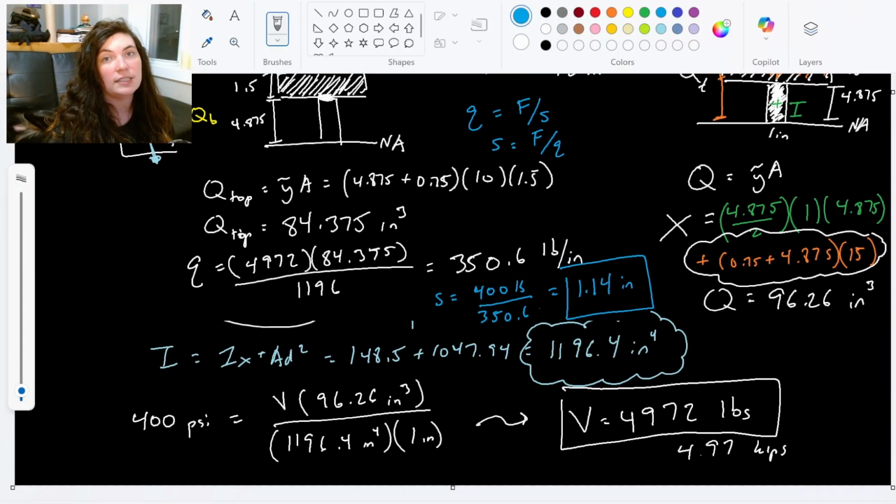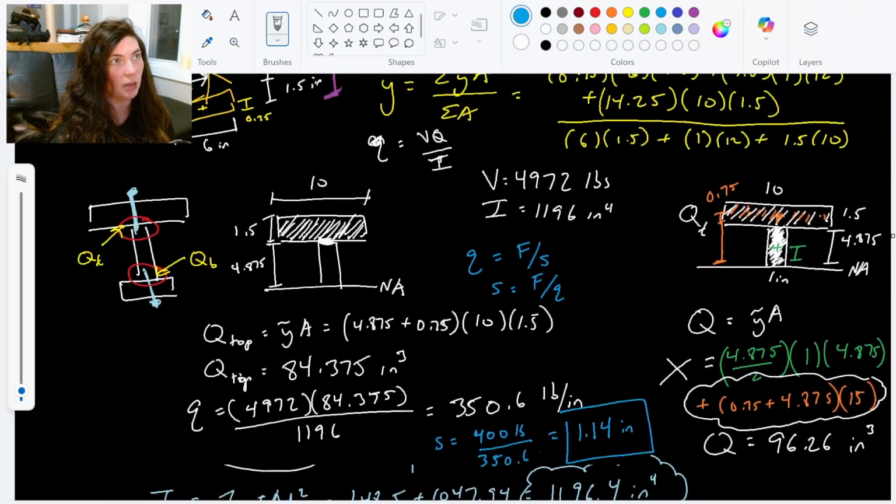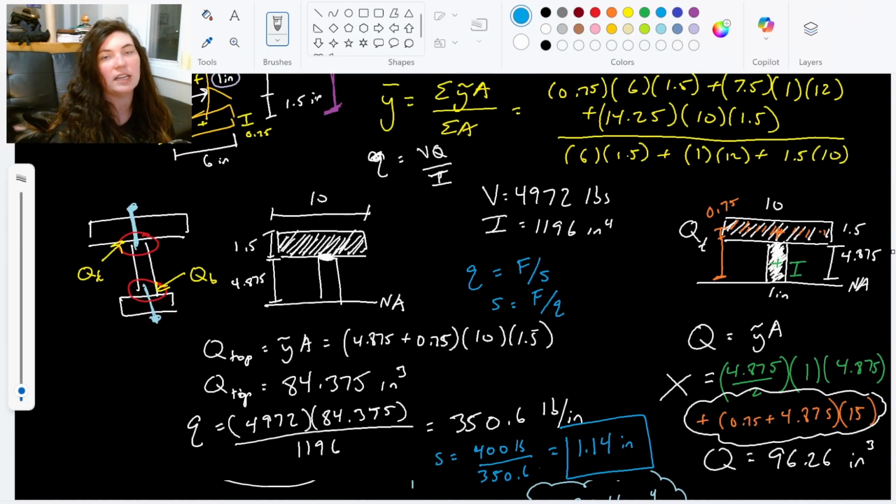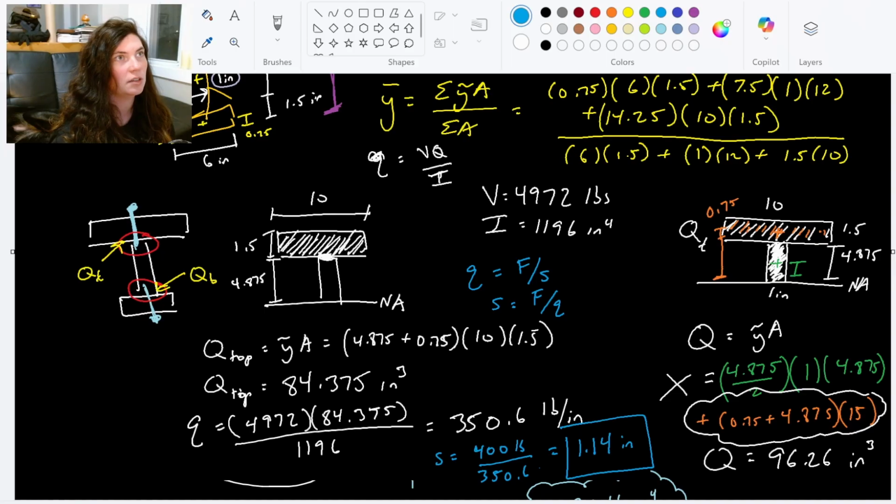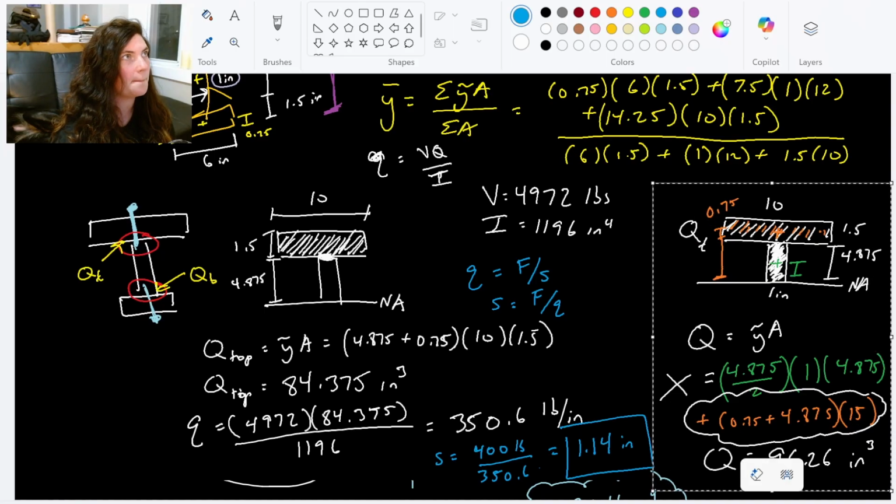Now we do have to do this same process for the bottom, right? Our bottom nails may not have the same spacing. It's a different board. It's a different board connection. It's a different geometry. So we need to take a look at that different geometry. Let's go ahead and do it over here to the right and calculate our shear flow for that.